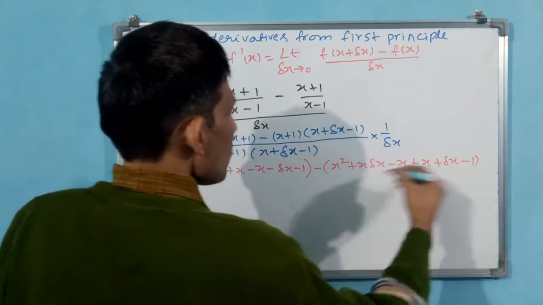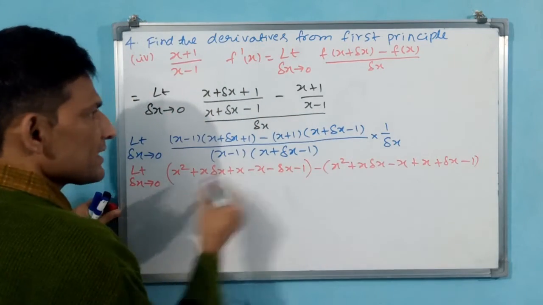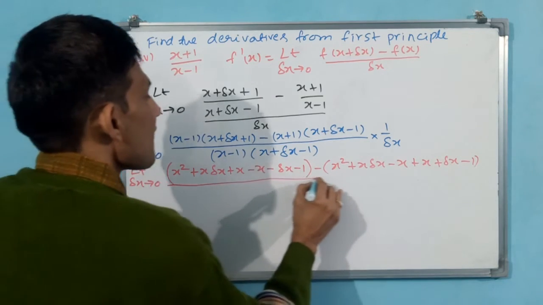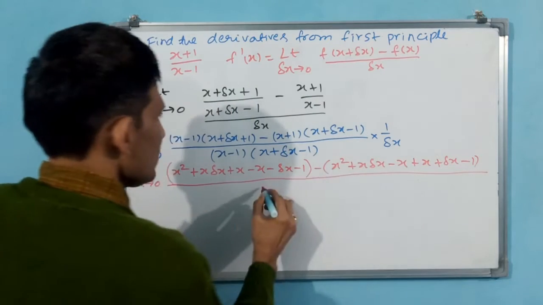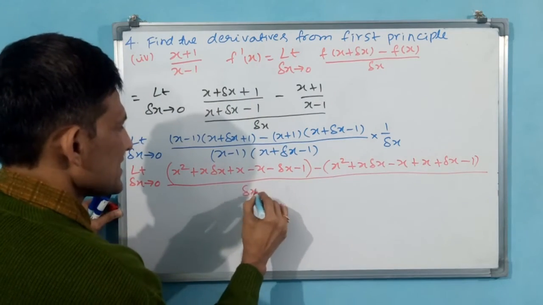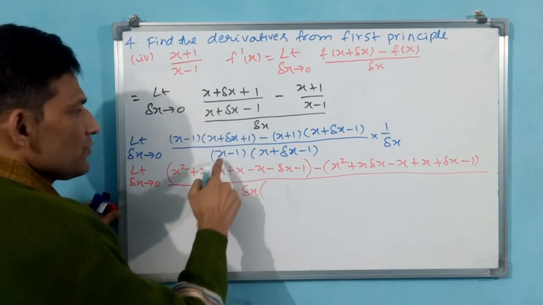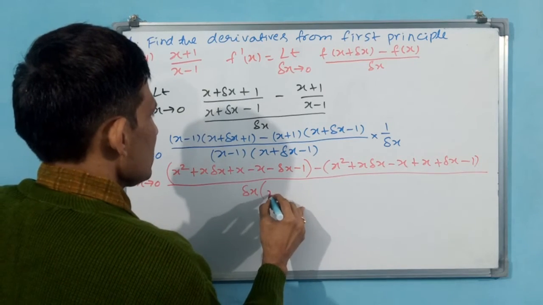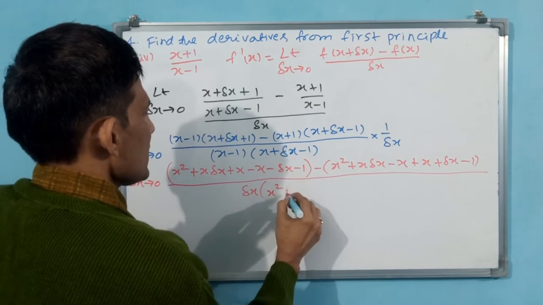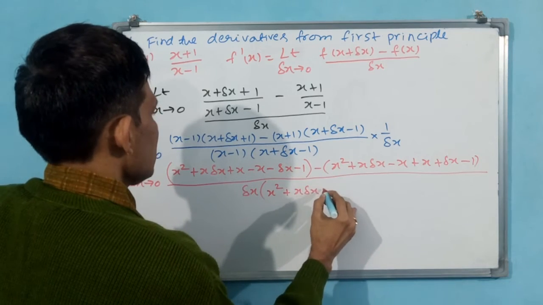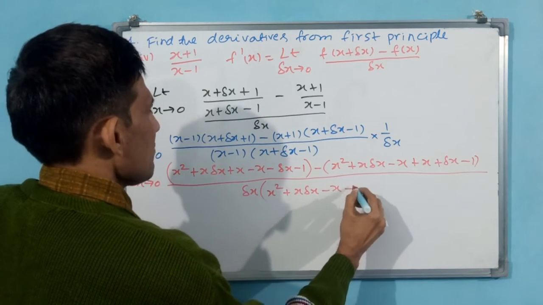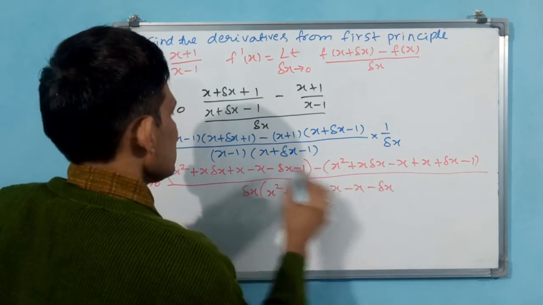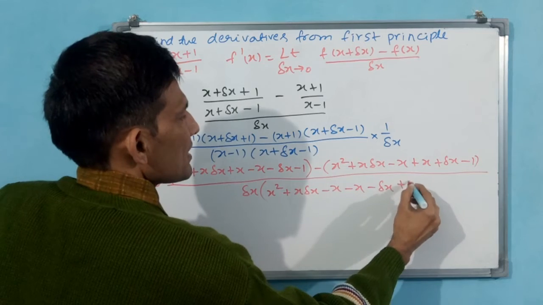Okay, see, the whole is divided by delta x. Shall I write delta x down? Why? Because anyway in the denominator it is there. Okay, you see, delta x I am writing first into, now you multiply this: x square plus x delta x minus x minus x minus delta x minus minus plus 1. Okay.